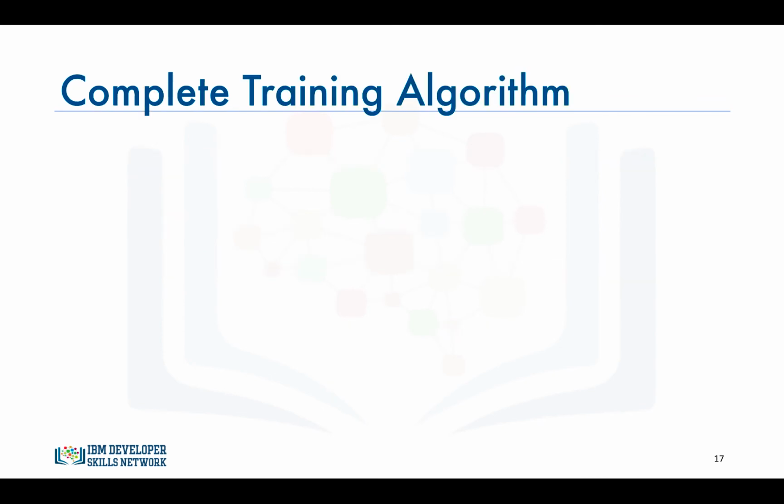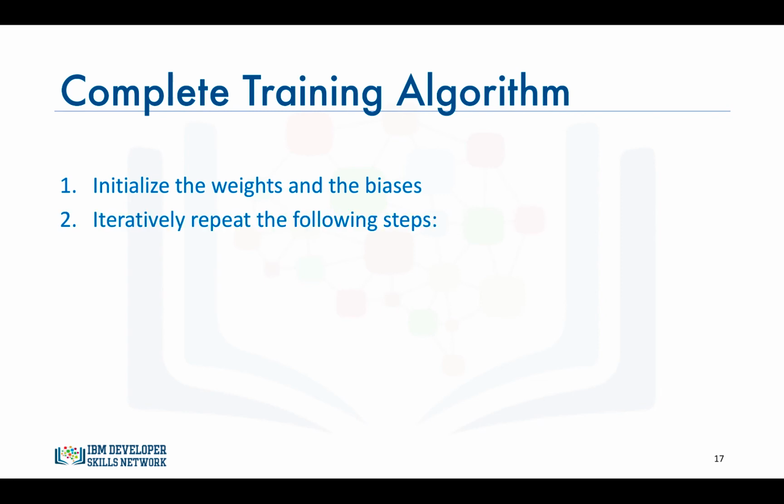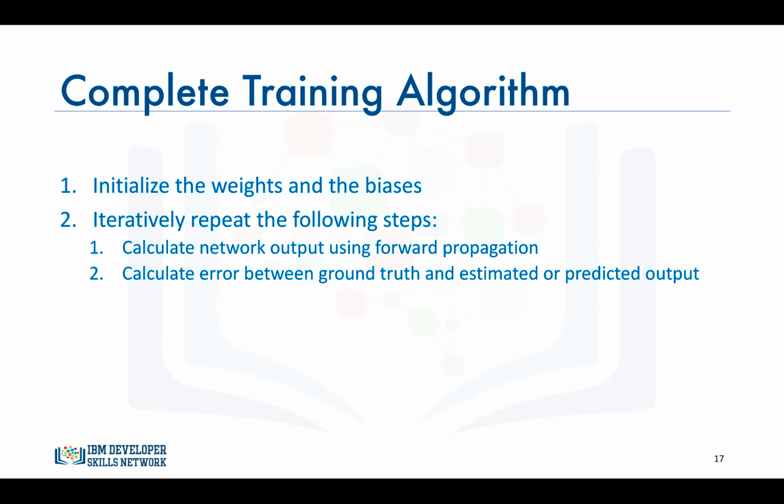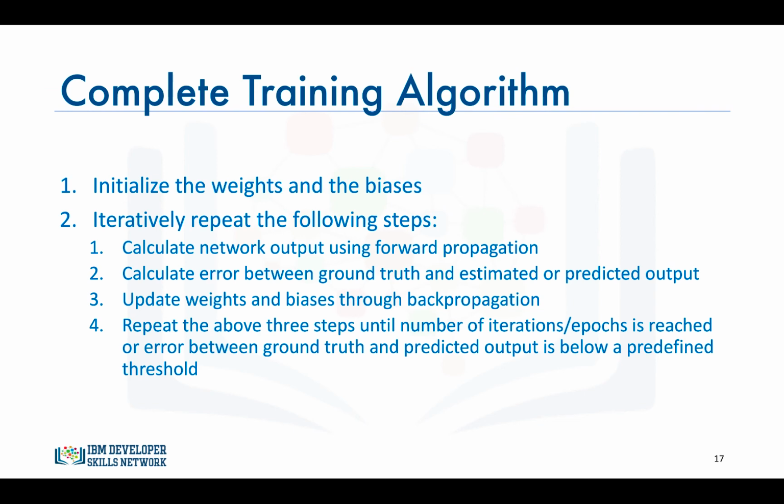Therefore, to summarize the training algorithm, first, we initialize the weights and biases to random values. Then we iteratively repeat the following steps. Number 1, calculate the network output using forward propagation. Number 2, calculate the error between the ground truth and the estimated or predicted output of the network. Number 3, update the weights and the biases through backpropagation. Repeat the above 3 steps until the number of iterations or epochs is reached, or the error between the ground truth and the predicted output is below a predefined threshold.